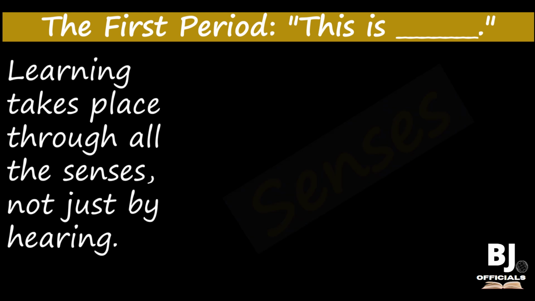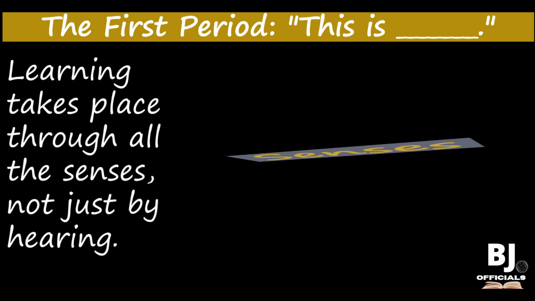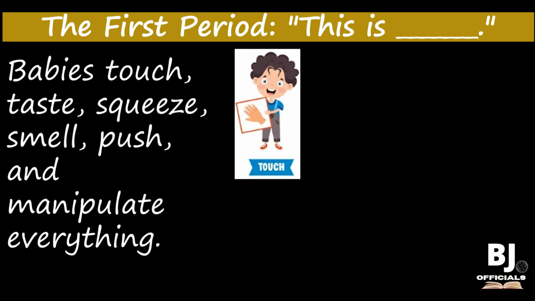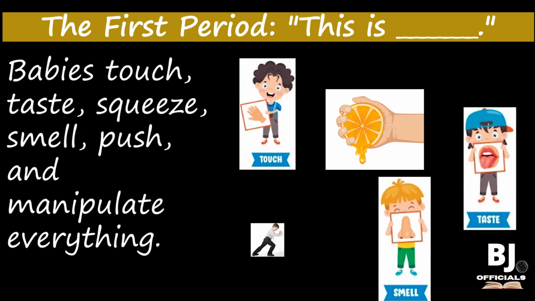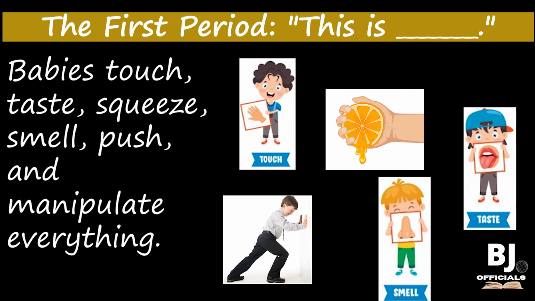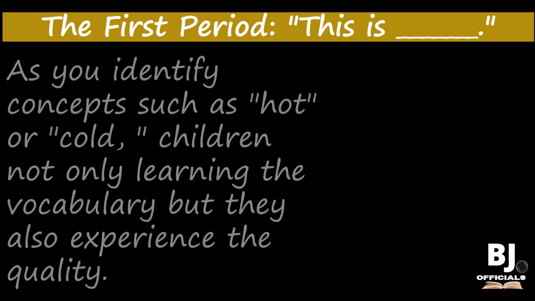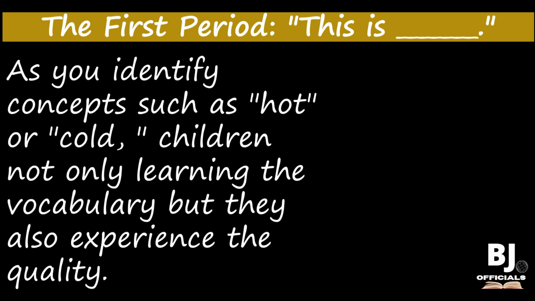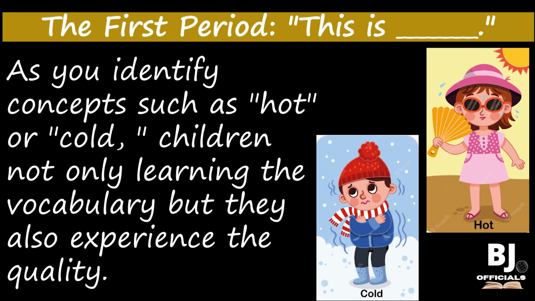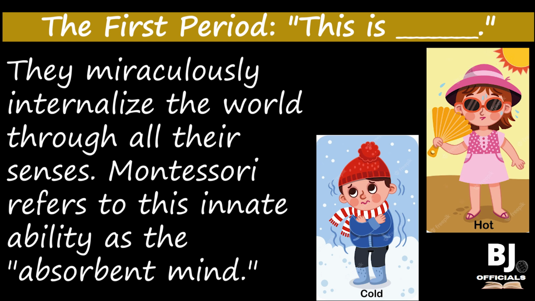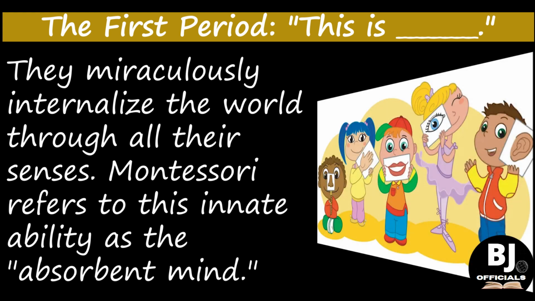Learning takes place through all the senses, not just by hearing. Babies touch, taste, squeeze, smell, push, and manipulate everything. As you identify concepts such as hot or cold, children are not only learning the vocabulary, but they also experience the quality. They miraculously internalize the world through all their senses. Montessori refers to this innate ability as the absorbent mind.